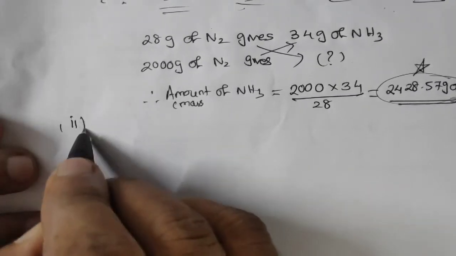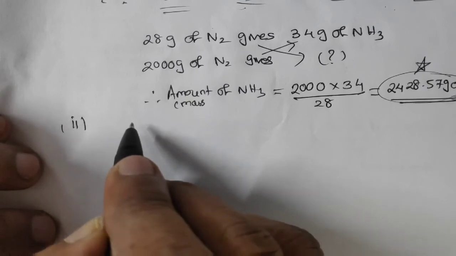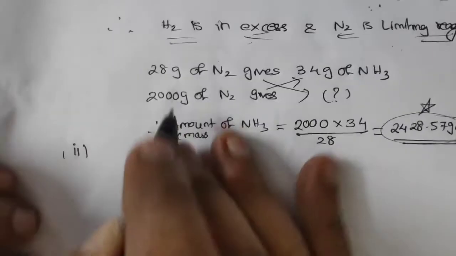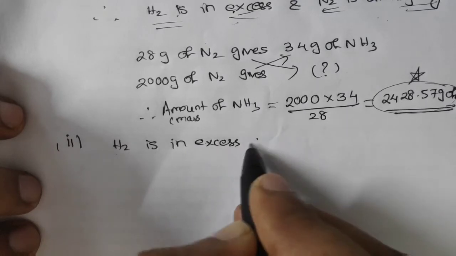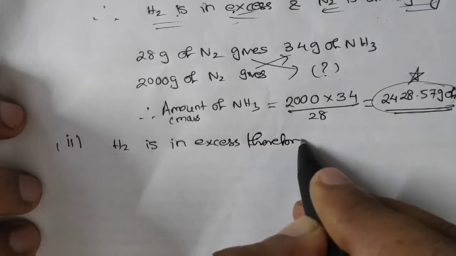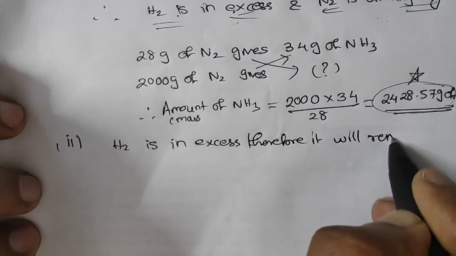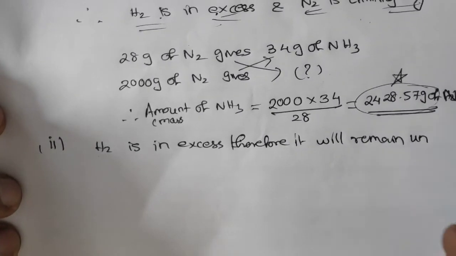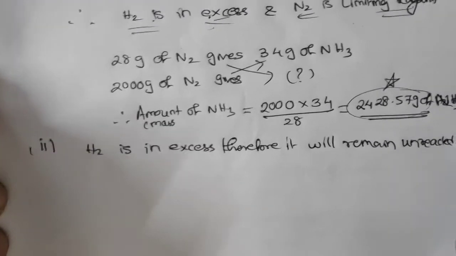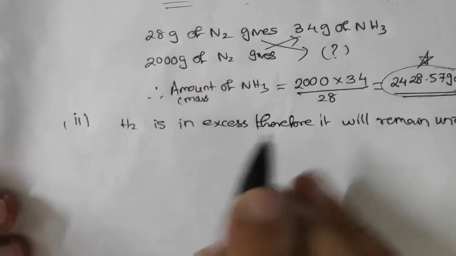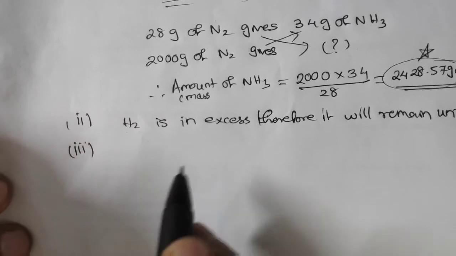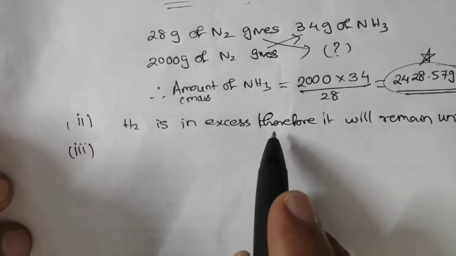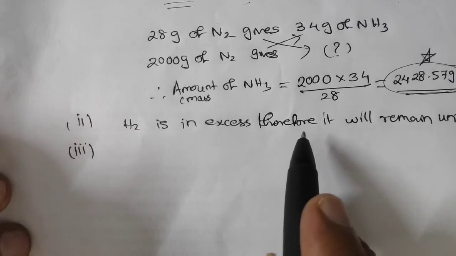Now the second question was: will any of the two reactants remain unreacted? So which one is in excess, and will remain unreacted? So we can write H2 is in excess, therefore it will remain unreacted. Understood? Now the third question is, if H2 is in excess and unreacted, what would be its mass?